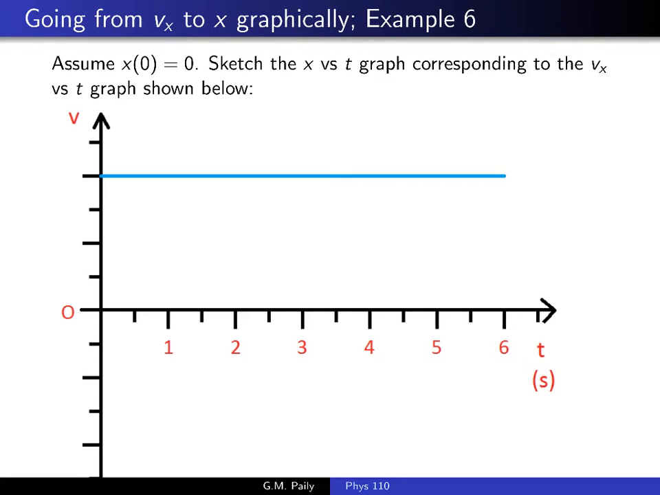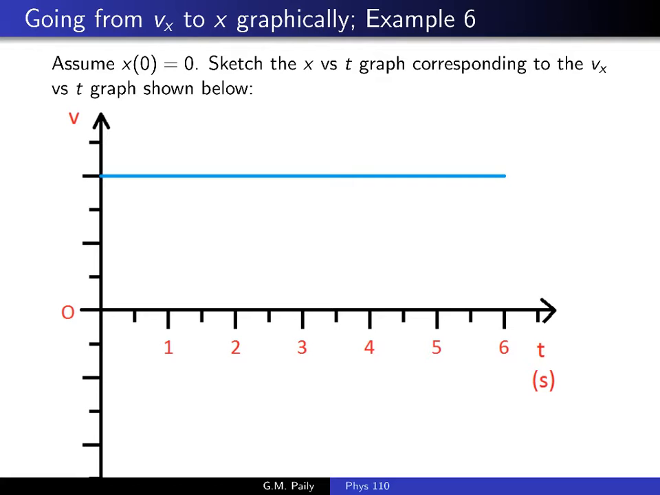For the next few slides, we will look at several examples where we are given the velocity versus time graph and we are asked to sketch the corresponding x versus t graph. In these examples, we are explicitly told that we can assume that the initial position x at t equals 0 is 0. So all these graphs will start at the origin.